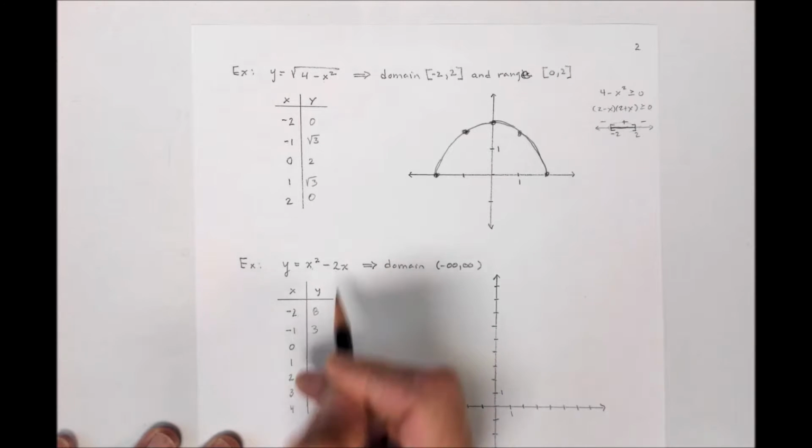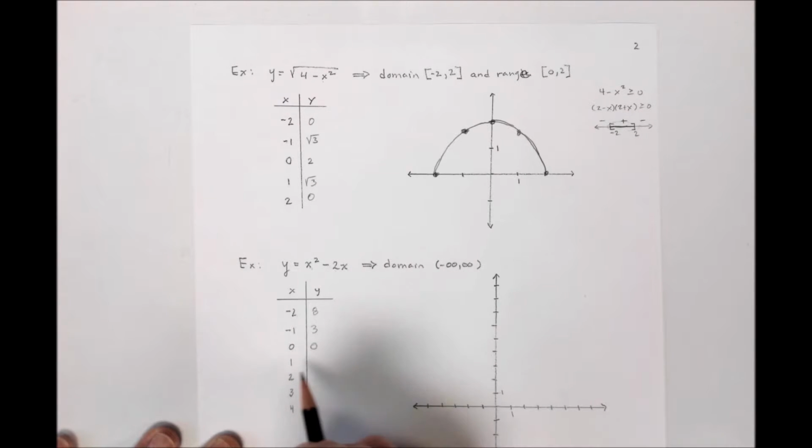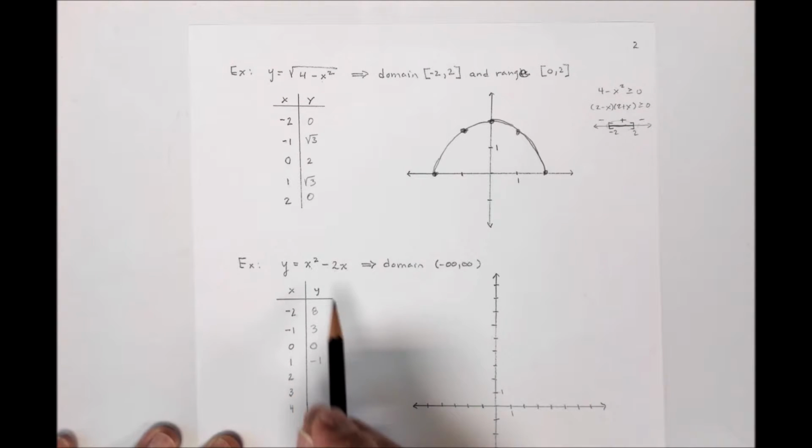I plug the 0 in, I get 0. I plug the 1 in, I get 1 minus 2, which is -1. I plug 2 in, I get 4 minus 4, which is 0. I plug 3 in, I get 9 minus 6 is 3. And then if I plug 4 in, I get 16 minus 8 is 8.